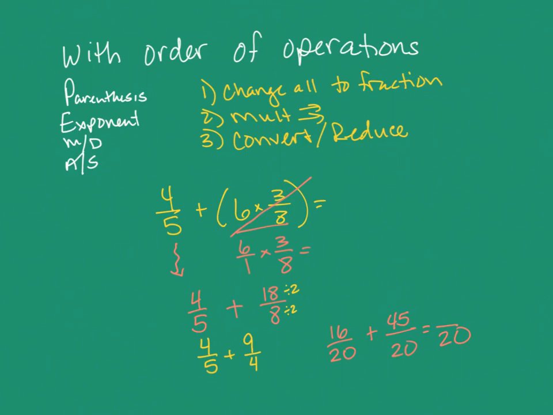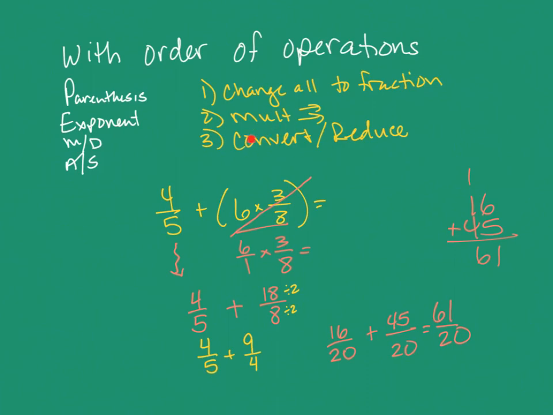Add those together. I'm going to get, unlike multiplication, my numerator doesn't get added together. My denominator doesn't get added together. It just stays that. That's how many pieces it's cut into. 16 plus 45. I don't know that in my head. I'm going to do our little algorithm here that we normally do. 61.